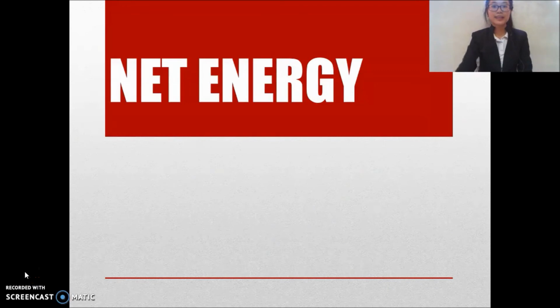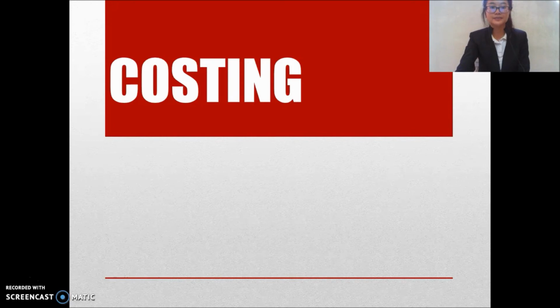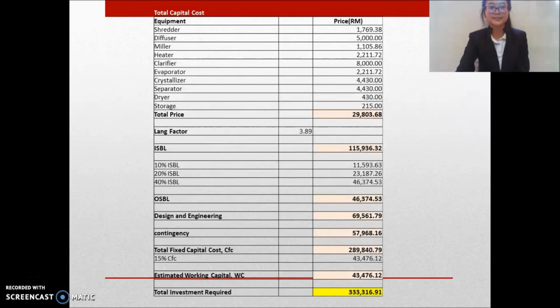Now we come to our net energy calculation. We have summarized it in the table, and we can see that our process is an endothermic reaction, and we produce a lot of heat, which is 207,838 kJ per hour. This is due to the boiler. During the burning of the bagasse, it produces a lot of heat, which is 224,892 kJ per hour.